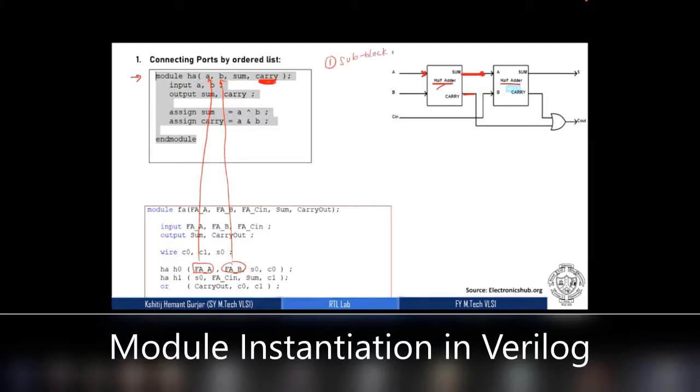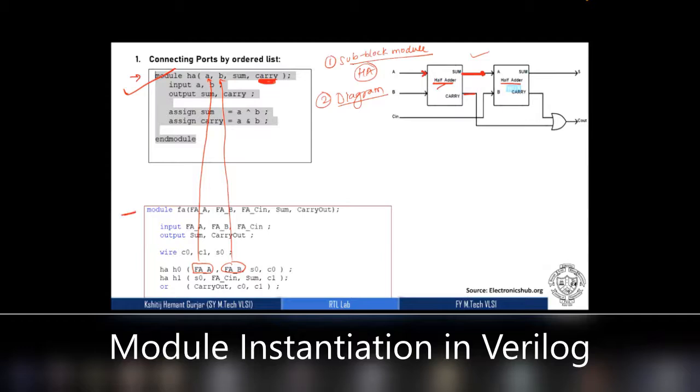So the first step is to write the sub block module. You know how a full adder is made using two half adders, so that sub block module is HA. You have to write the code for it first. The second thing is to draw your diagram during instantiation. I consider that you have drawn this diagram. Then this is completed, and we start from this.